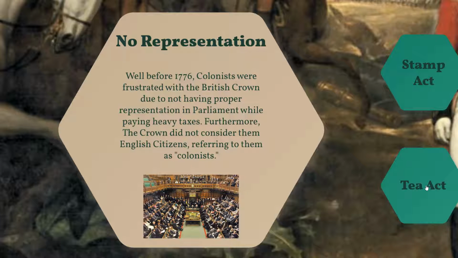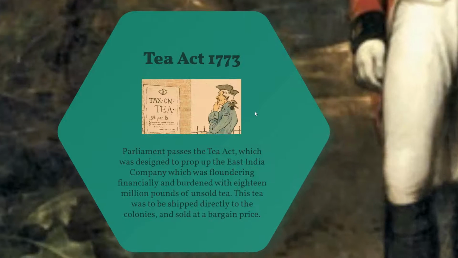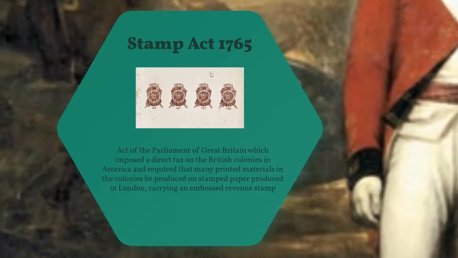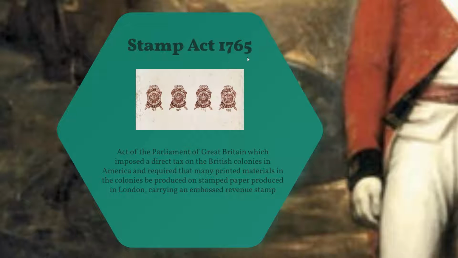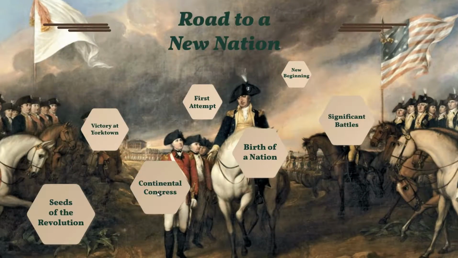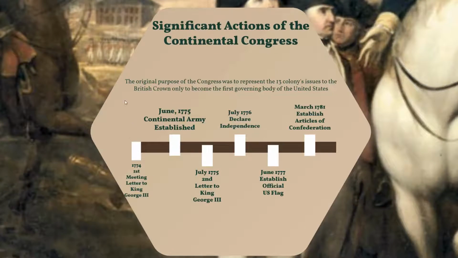Over here I've got a couple examples of the colonists' frustration with the taxes. One was the Tea Act of 1773, and the other one was the Stamp Act of 1765. This led to the formation of the Continental Congress. The original purpose of the Congress was to represent the 13 colonies' issues to the British Crown, only to become the first governing body of the United States.